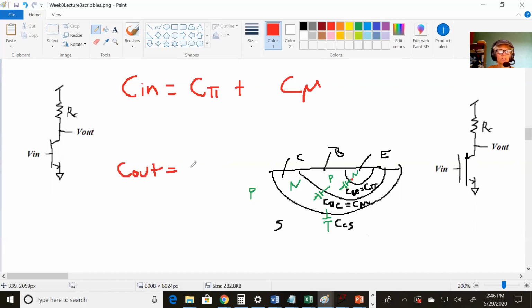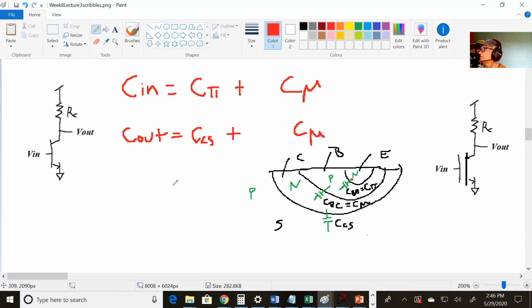And what about C out? What'd you get for C out? Is it C CS and C mu? Yep. So even though C mu was used on the input, the output also sees that capacitance from the other direction, but it still sees it. So both of those are okay.